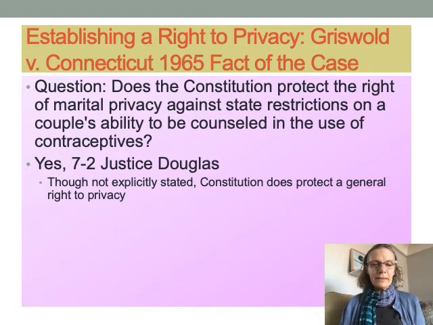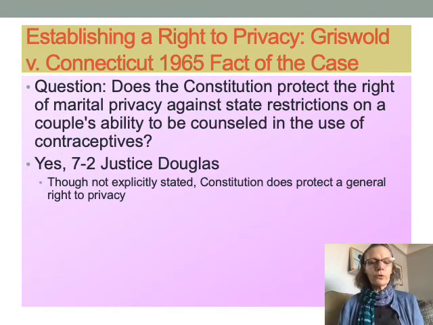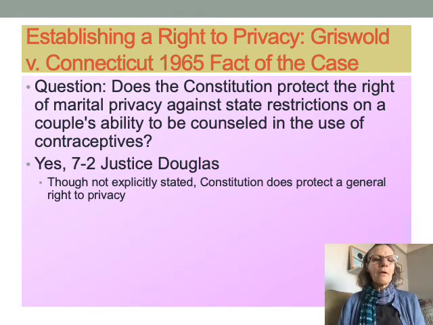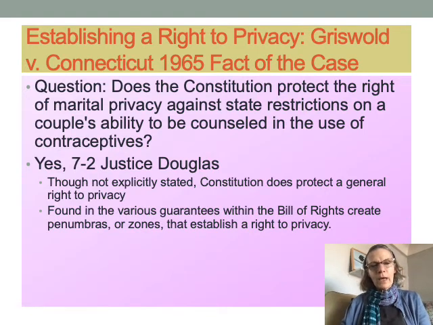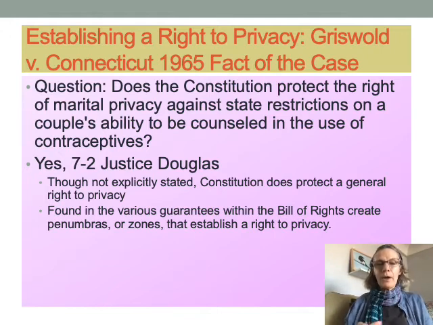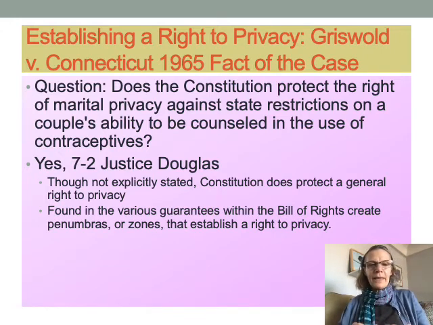In his decision, and you'll read it, and I really encourage you to read the decision in the textbook, plus the concurrences and the dissents, the court says that even though it's not explicitly stated, the Constitution does protect a general right to privacy. This right is found in the various guarantees within the Bill of Rights, and when you take those different liberties in the Bill of Rights together, it creates this zone or shadow, a penumbra, that establishes the right to privacy.